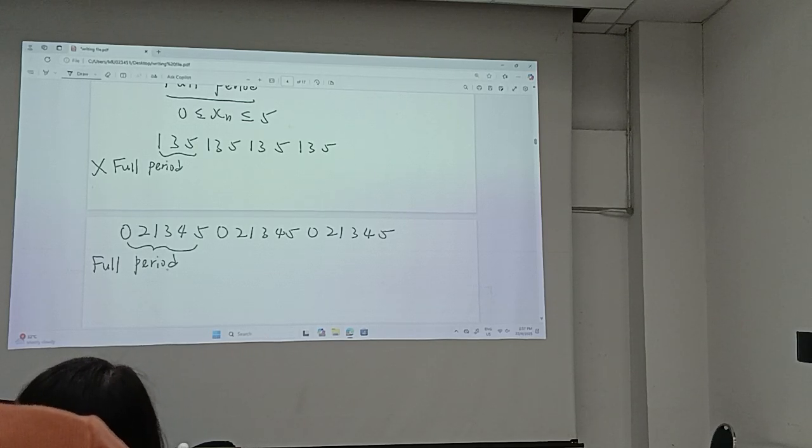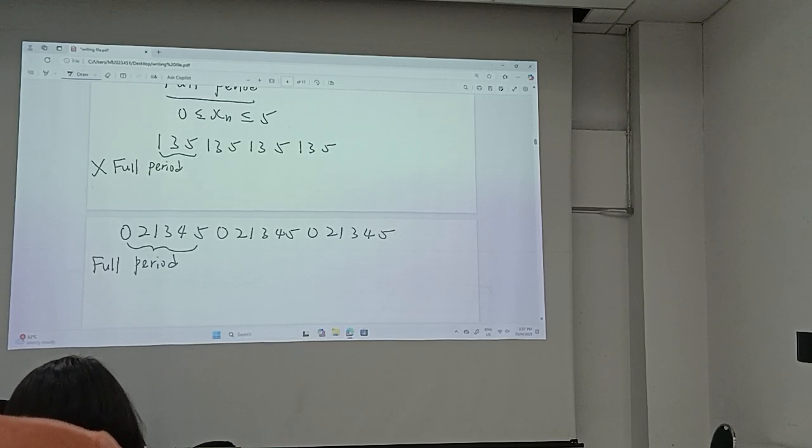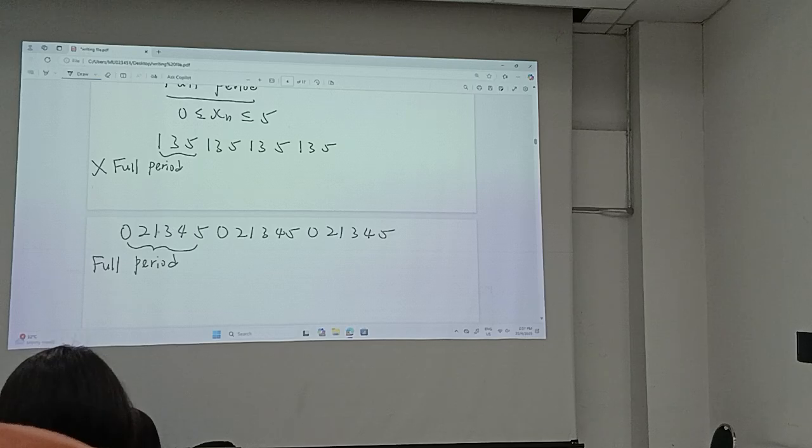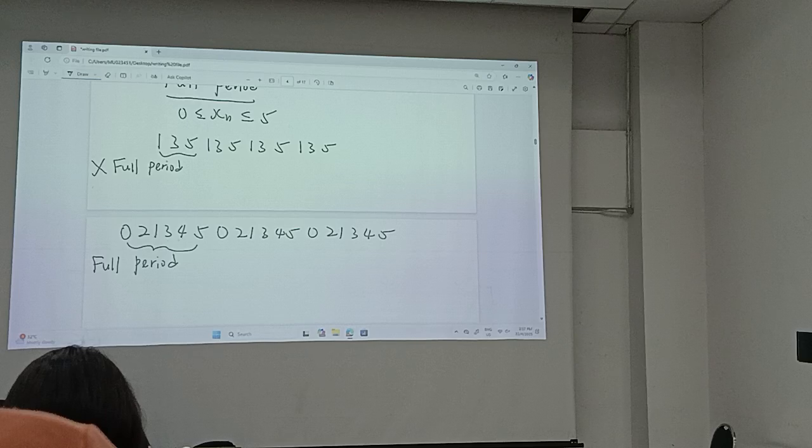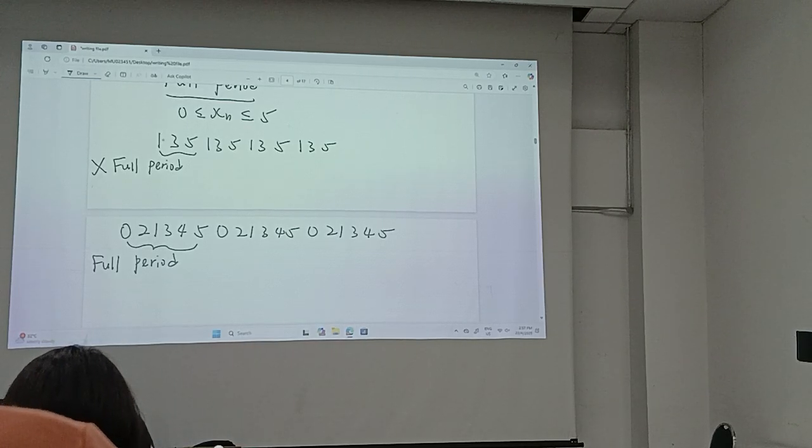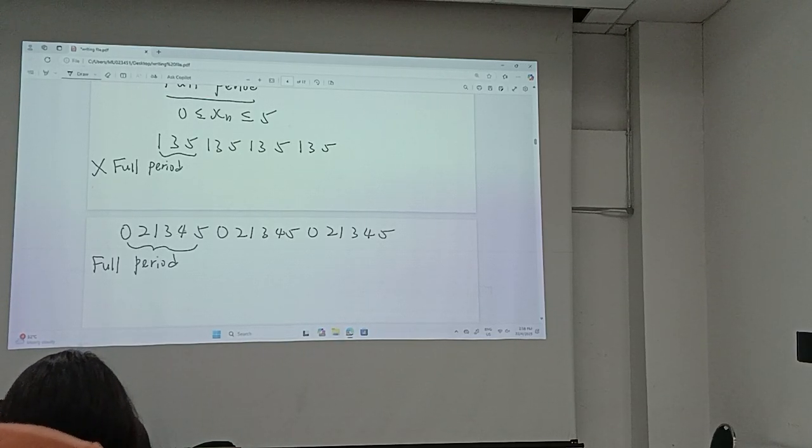So what does full period mean? It means every number will appear as a random number. You see, every number from 0 to 5 appears as a random number, so this is full period. In the other one, 0 is missing, 2 also missing, 4 also missing. We need to make sure that every number appears as a random number to ensure fairness, so every number has a chance to appear.